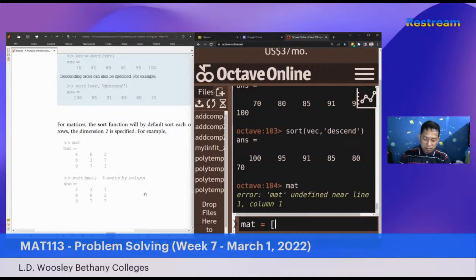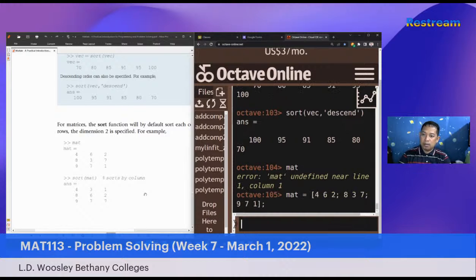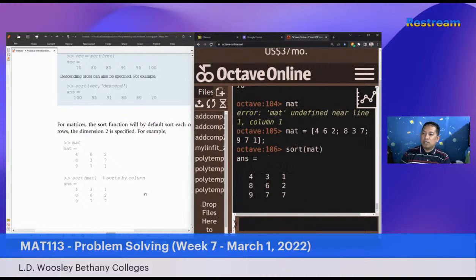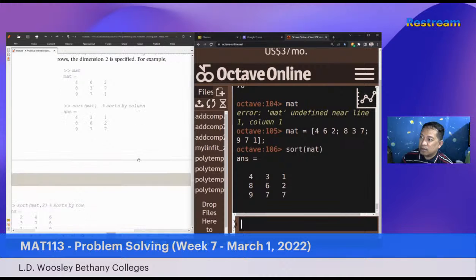462, 837, 971. Okay, and we could sort Matt or sorts by column. Yan, sinort niya. 489, 367, 127. Okay? So that's sorting. The command sort.